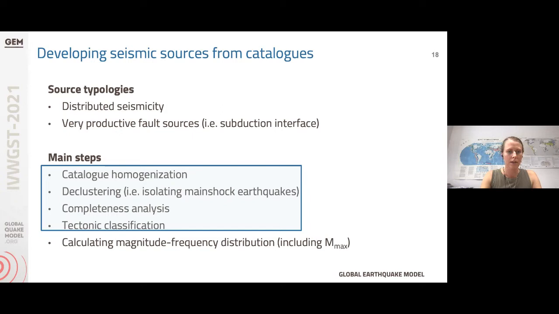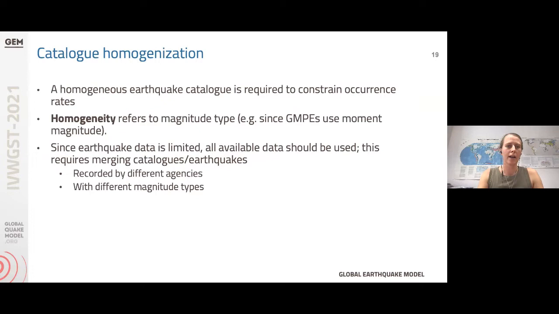So what is catalog homogenization? This is the process that's necessary to ensure that all the data in your catalog is in the same units. A homogeneous catalog is referring to the magnitude type, and most GMPEs are using moment magnitude. And since earthquake data is limited, we need to source all the available data that we can use.